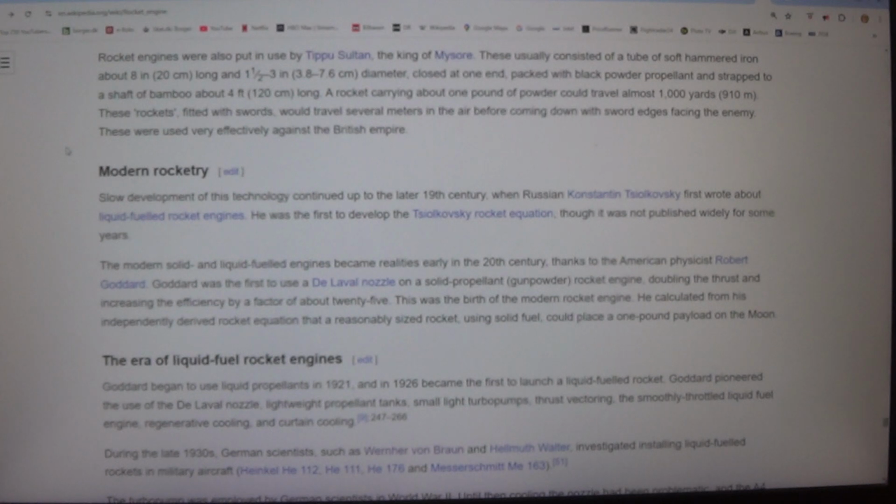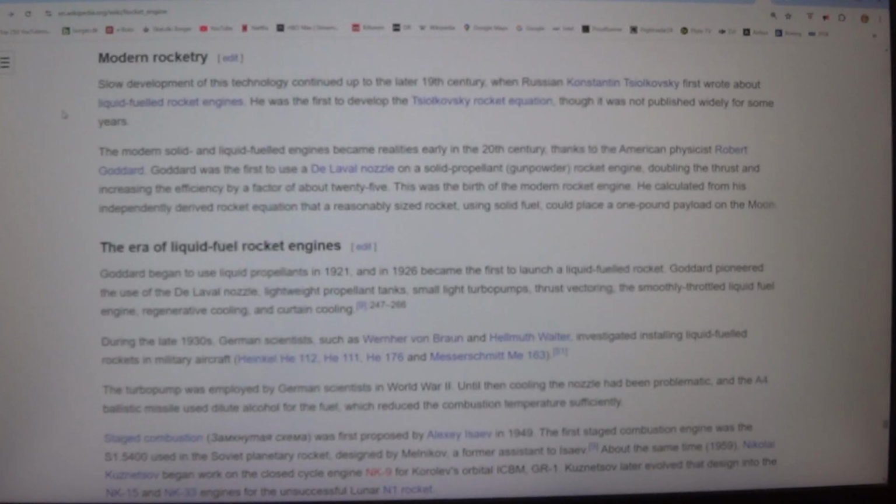Modern rocketry. Slow development of this technology continued up to the later 19th century, when Russian Konstantin Tsiolkovsky first wrote about liquid-fueled rocket engines. He was the first to develop the Tsiolkovsky rocket equation, though it was not published widely for some years. The modern solid and liquid-fueled engines became realities early in the 20th century, thanks to the American physicist Robert Goddard.